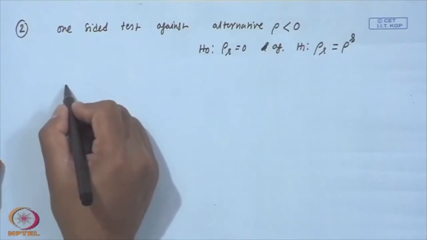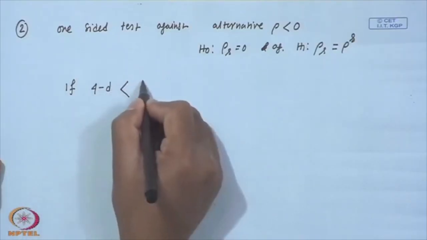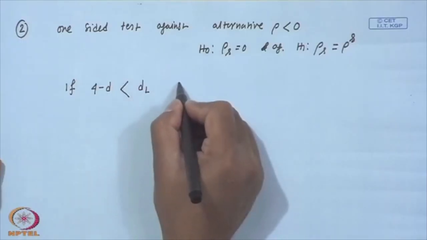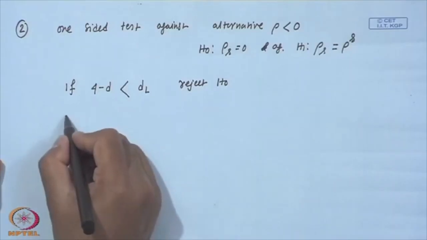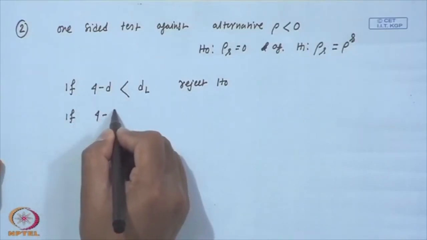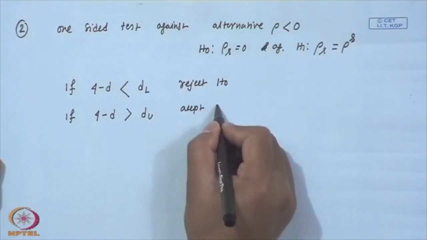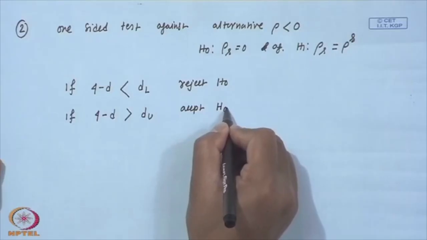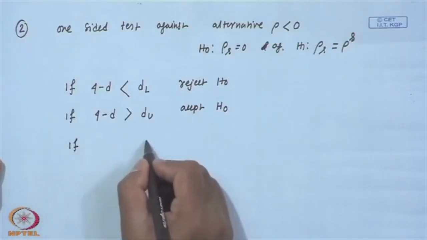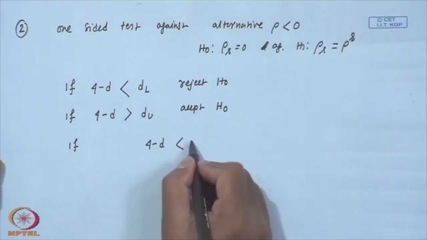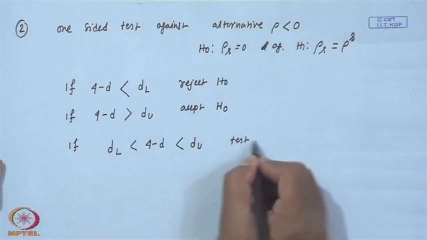D. Here it says that if 4 minus D is less than D L, you reject H naught. If 4 minus D is greater than D U, you accept H naught. And if the 4 minus D value is in between D U and D L, the test is inconclusive.